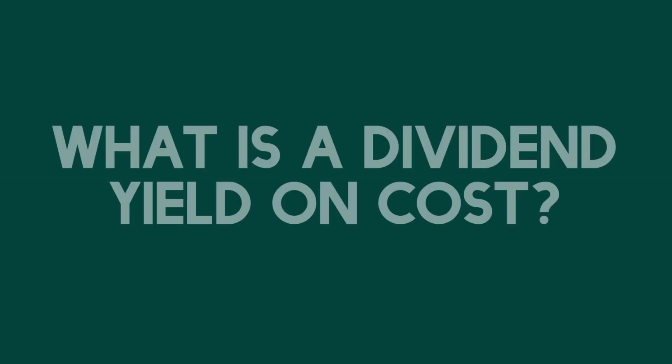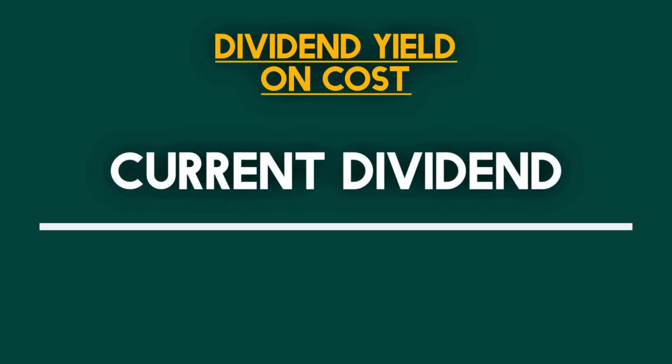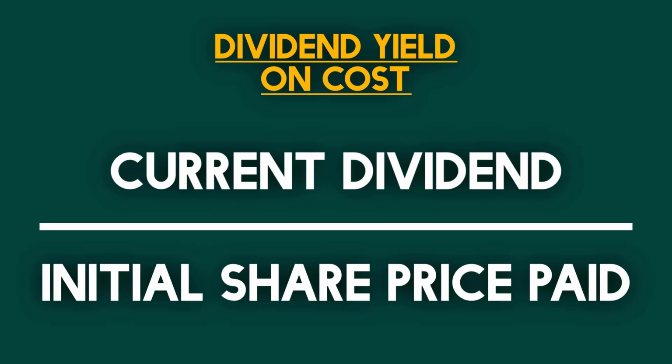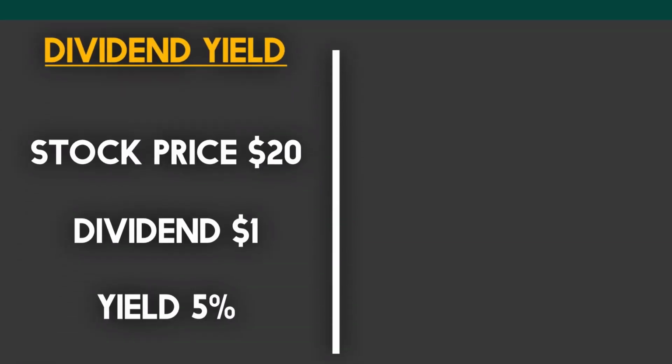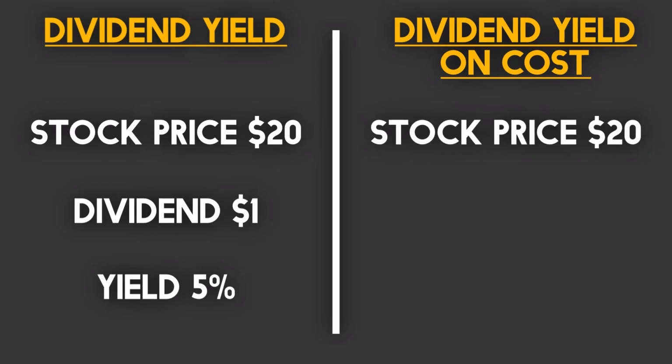So then, what is a dividend yield on cost? The dividend yield on cost of a stock is the current dividend amount divided by the price initially paid for that share, and is again expressed as a percentage. For example, if we purchased a stock 5 years ago for $20, and its current dividend is $2 per share, then the yield on cost for that stock would be 10%.